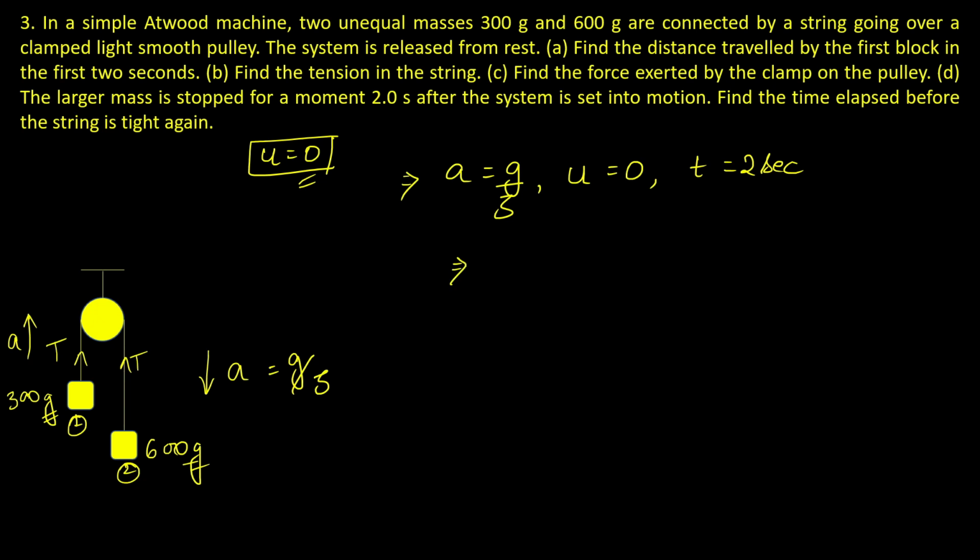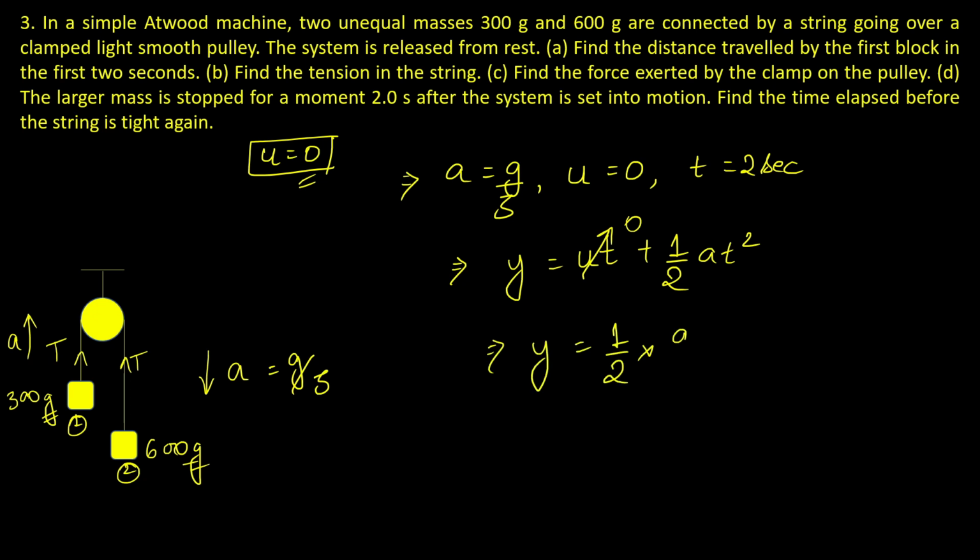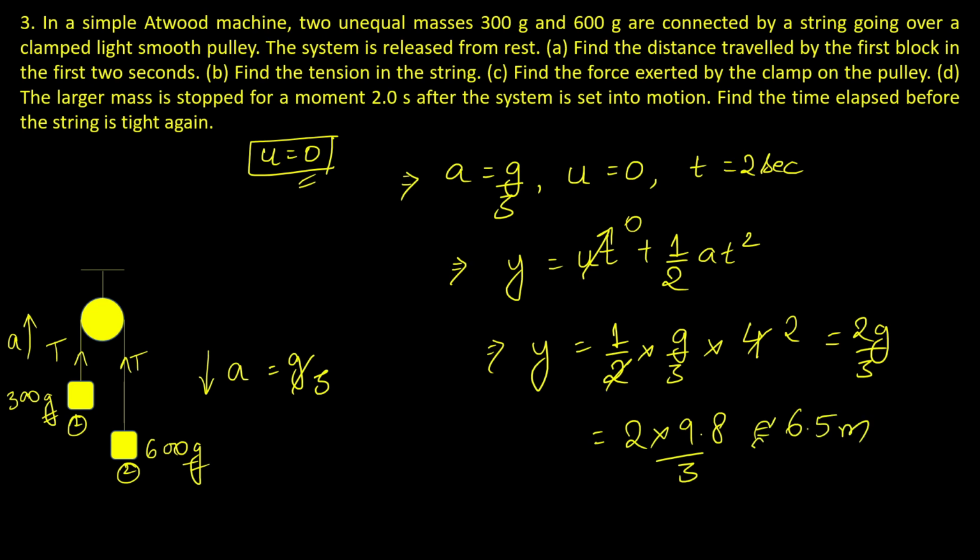So now applying Newton's equation of motion, y is equal to ut plus half at square. This will be 0 because u is 0. So y is equal to half a, where a is g upon 3, multiplied by 2 square, which is 4. So this is 2, that is equal to 2g upon 3. g is 9.8, upon 3. That will be equal to 6.5 meters approximately. So that is the answer for the first question, question number A.